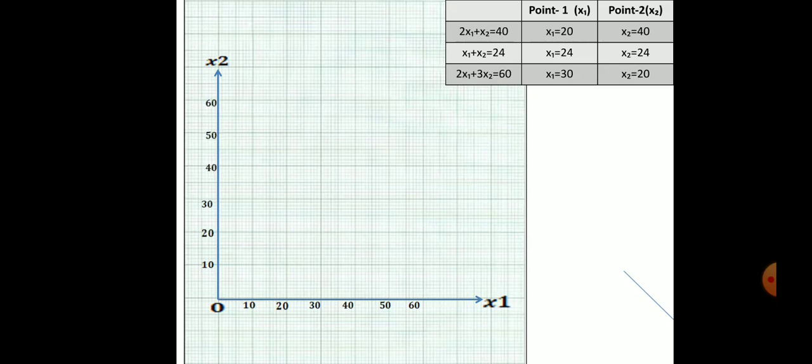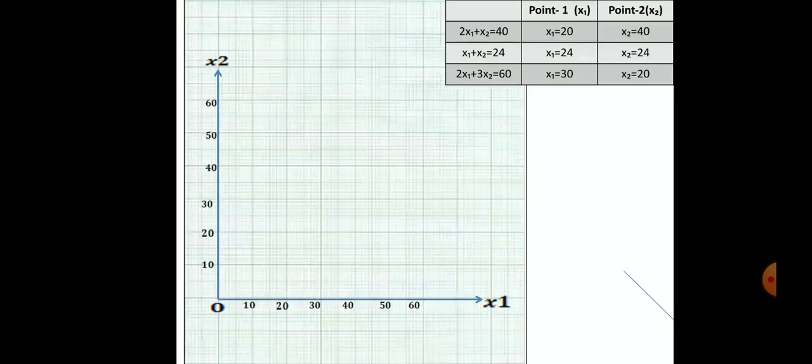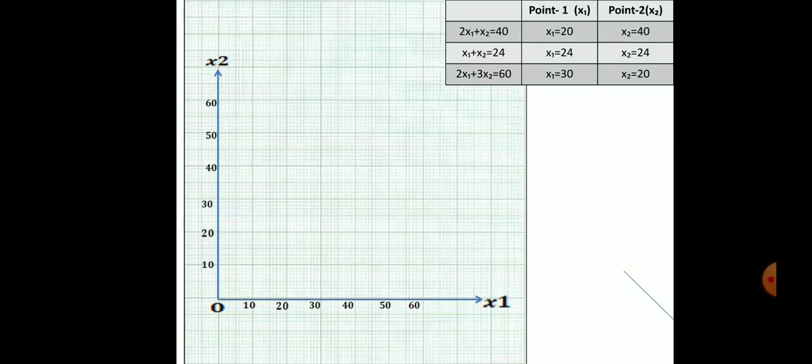In the first equation, the value of x1 is 20 and the value of x2 is 40. So from 20 to 40 we have to draw a line. This is a rough diagram of how to draw on the graph sheet; I am explaining. You have to use a sharp pencil to draw correctly. So that is the first equation.